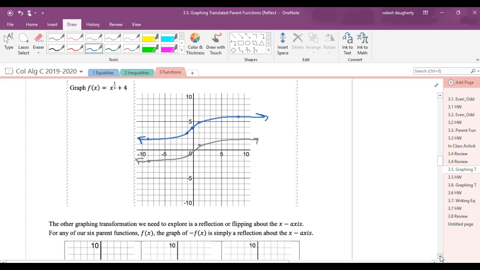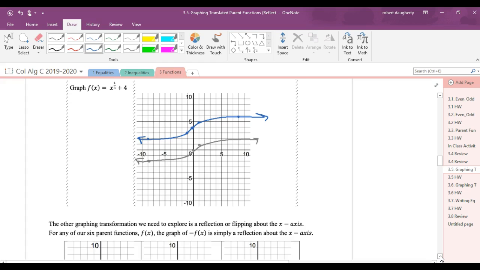So if I look at this, what's the domain of this one in blue? -infinity to infinity. What's its range? The range of the blue one. These arrows mean it's going to keep going on and on. It's going to keep going to the right and up, and to the left and down. So the range is what? -infinity to infinity. It keeps on going.